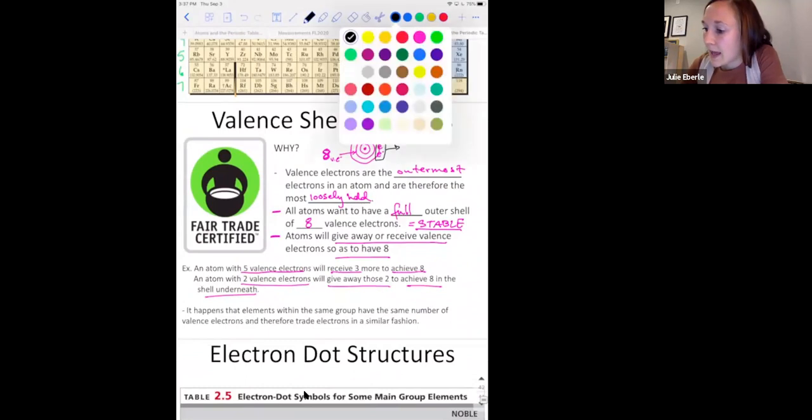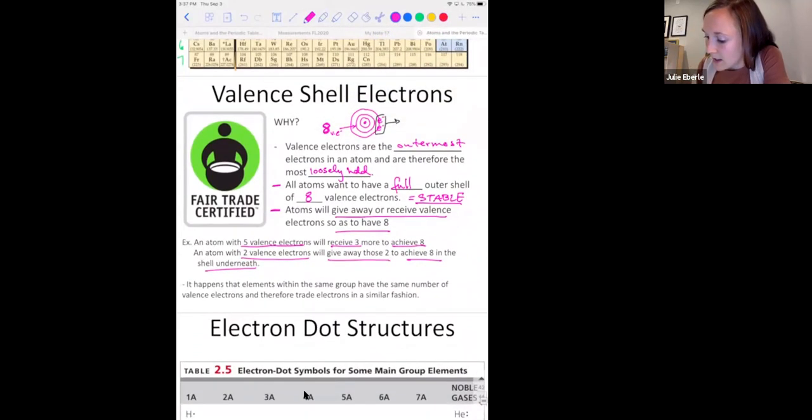Then lastly, what does this last part say? Elements within the same group, we talked about this, they have the same number of valence electrons, and therefore they trade electrons in a similar fashion. This is why we say elements in the same group behave the same way, because they're trading electrons the same way. And electrons determine everything about an element's chemical properties. If it's highly reactive, if it's inert, or just a little bit reactive, it all depends on how they trade electrons.